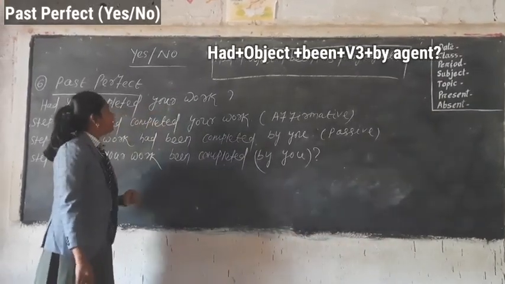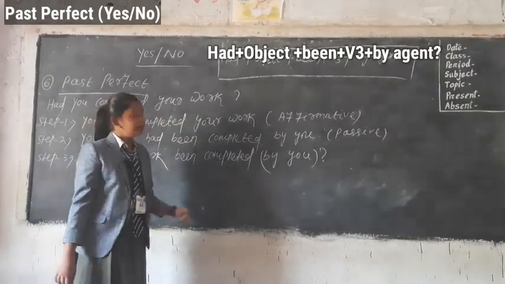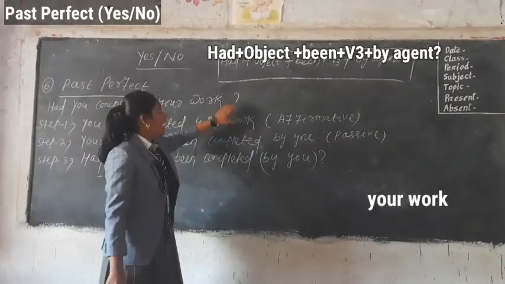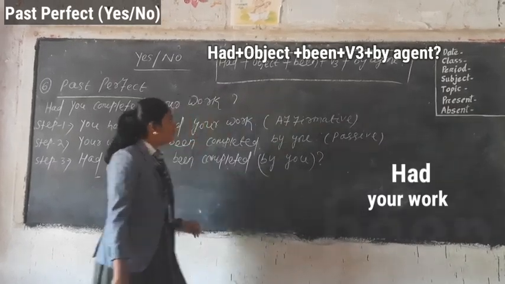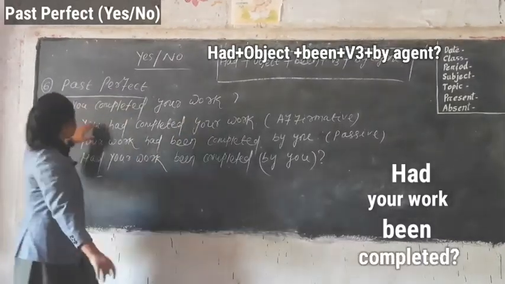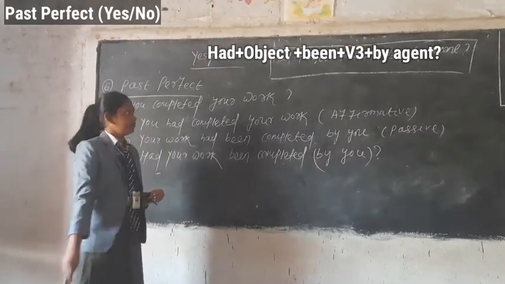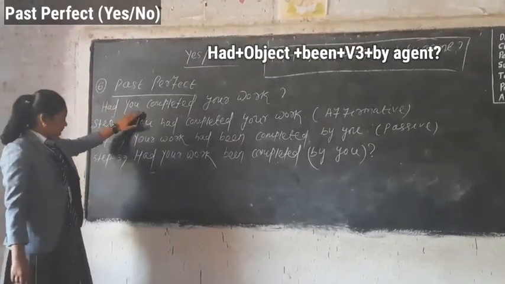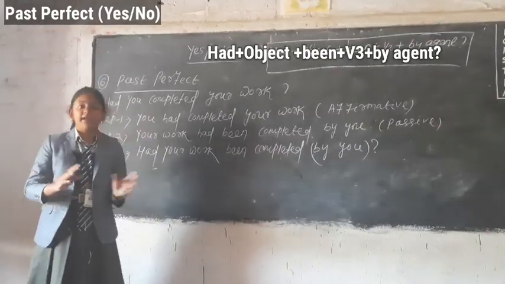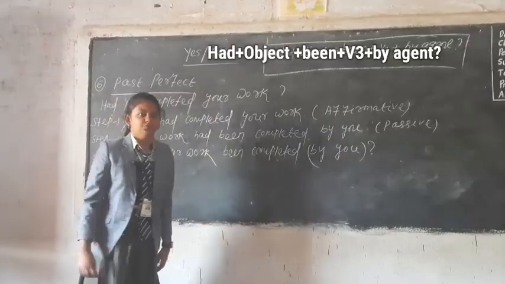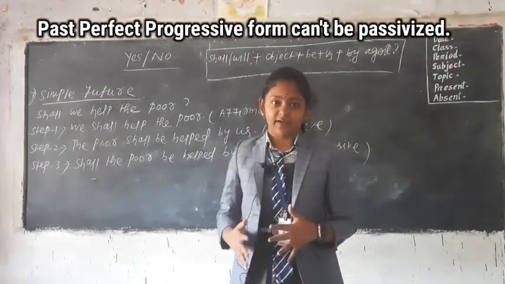First we need to identify the object in the active voice. The object is your work, we will write your work here. Had will be added in the first. Had your work been completed by agent? The subject in the active voice will become the by agent in the passive voice. So this sentence will be passivized into had your work been completed by agent if necessary, that is by you. As we know, the past perfect continuous tense cannot be passivized.